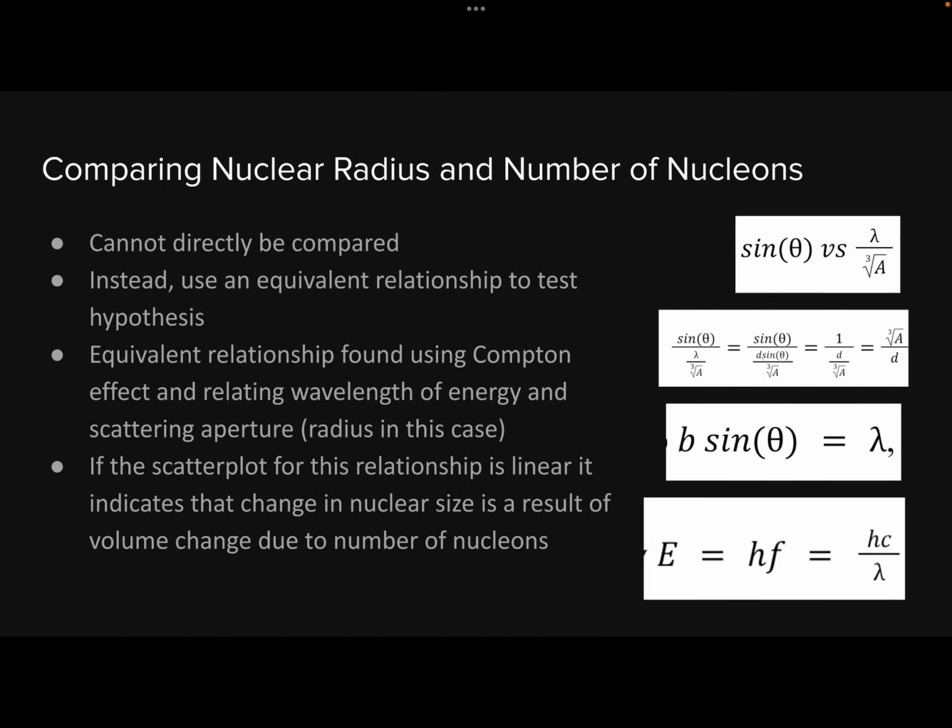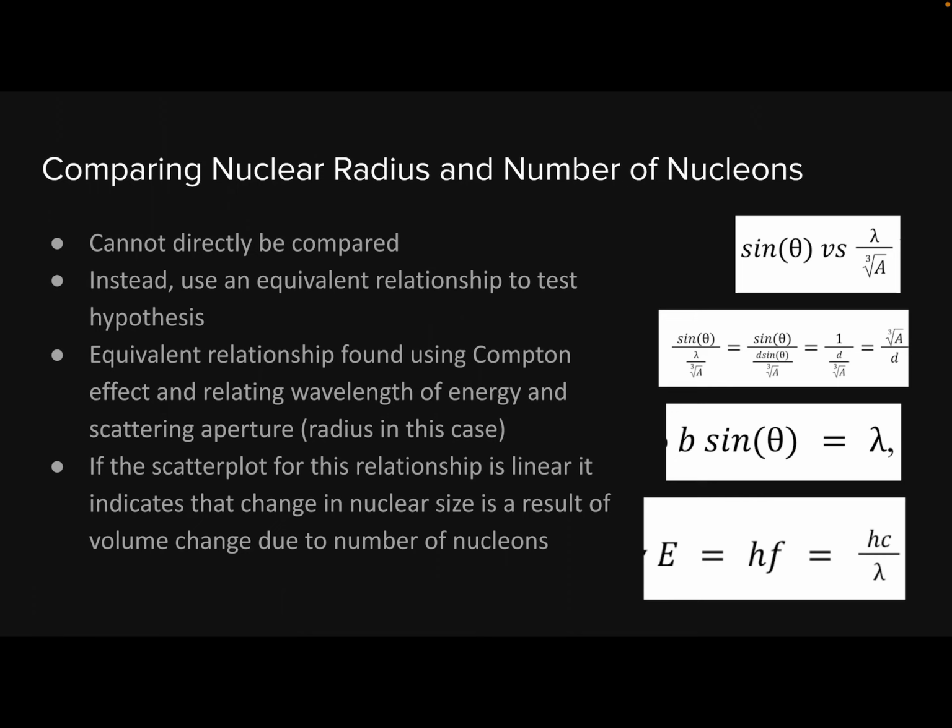So next, because we can't directly compare the number of nucleons with the nuclear radius, because the nuclear radius can't be directly determined, we're going to use an equivalent relationship to test this hypothesis. And also because we're working with experimental data that has energy levels that vary from each other, we need that to be factored for. So that's why we use sine theta versus wavelength over the cube root of the number of nucleons, represented by A.